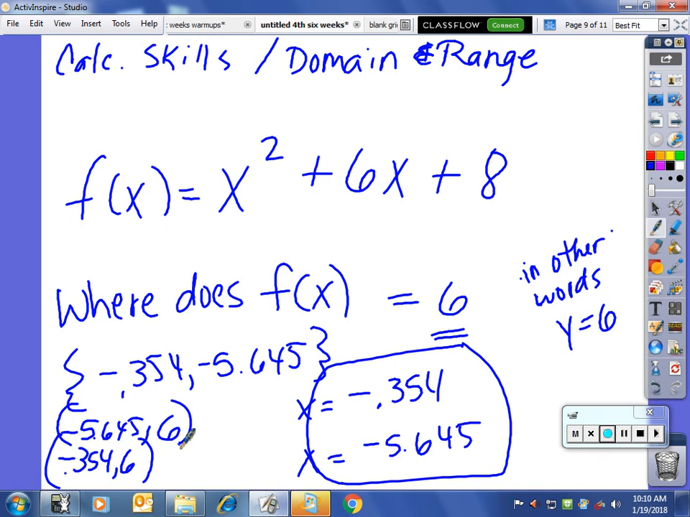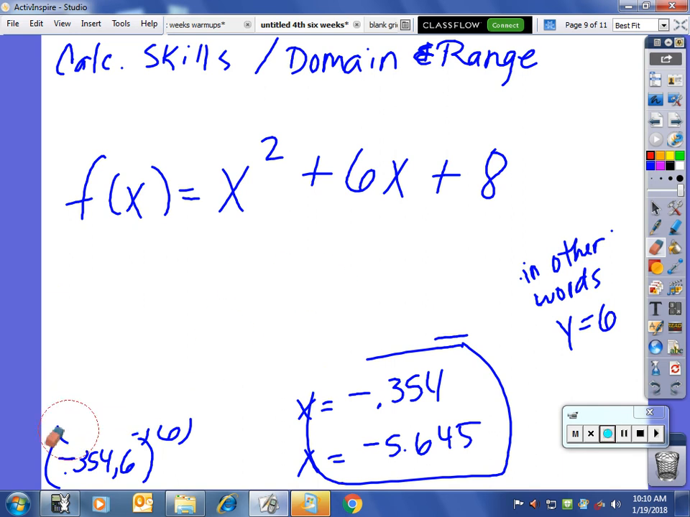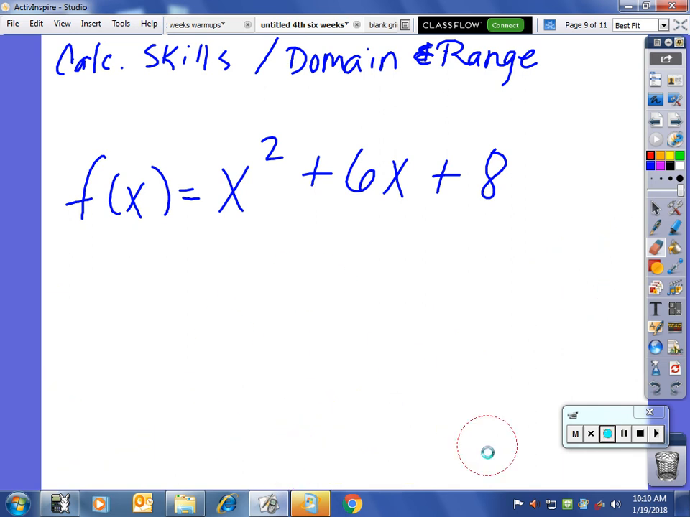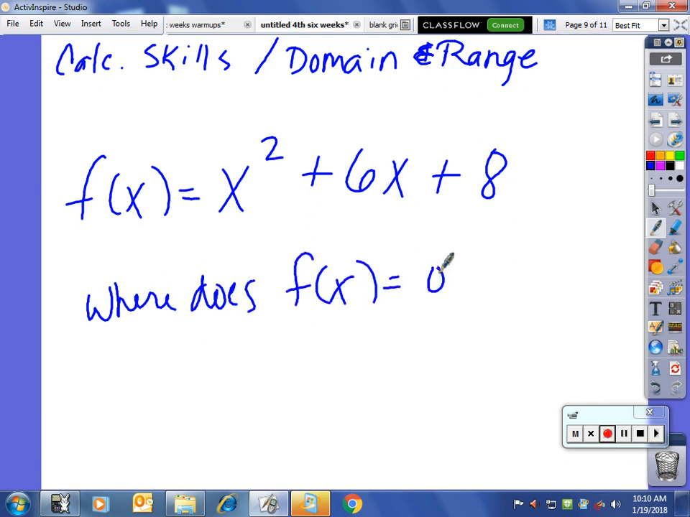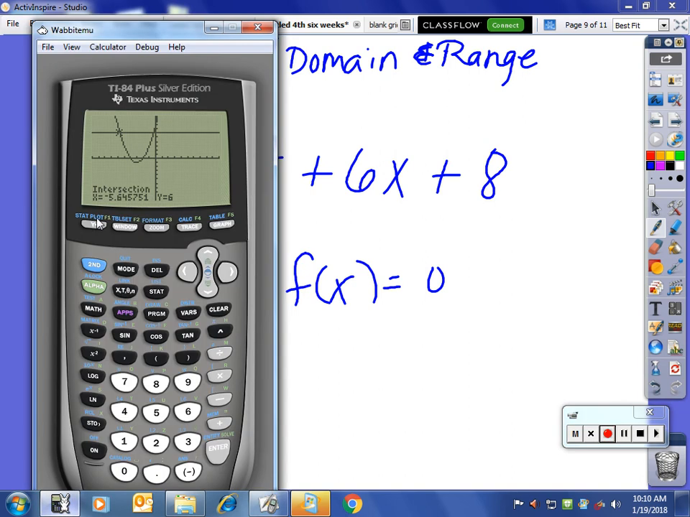Does that make sense? What if I asked you, where does f of x equal 0? What am I asking you to find there? Where does f of x equal 0? I'm asking you to find the x's, but specifically, what is this asking you to find? The roots, the zeros, the x-intercepts. That's what we've been doing, tons of those. So do that real quick. We've already got the function in there anyway. So we're not finding the 6's now, we're finding the zeros.